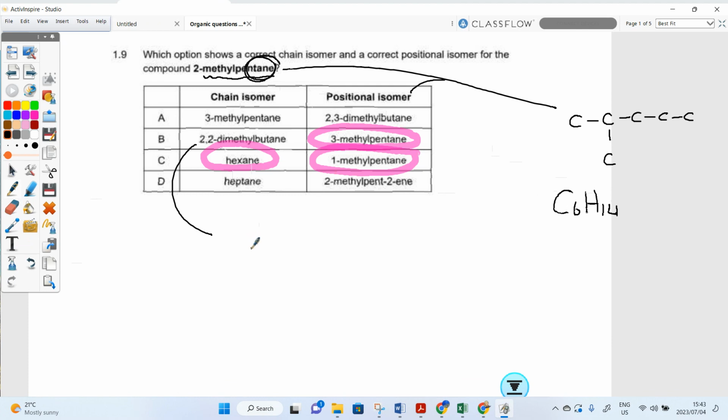Okay, let's look if we draw it. Butane is 1, 2, 3, 4. 2, 2. So that means there's one here and there's one here. There's carbon there and there's carbon there. That's the longest chain, then there's 2 groups. Why can't this be the right answer?